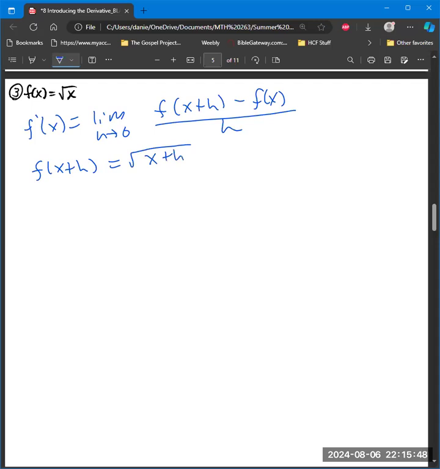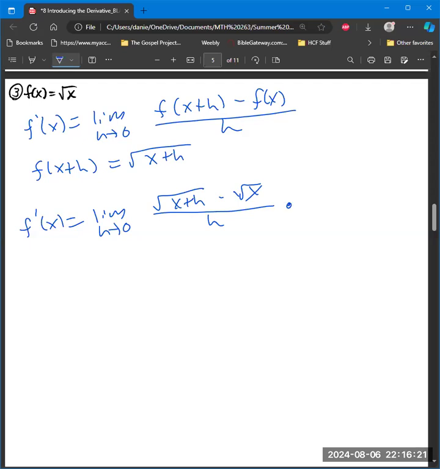And so that means that f prime of x is equal to the limit as h goes to 0 of the square root of x plus h minus the square root of x over h. What do we do with square roots when we want them to go away, especially when we have a sum or difference of square roots like this? Well, we're going to have to use the conjugate.